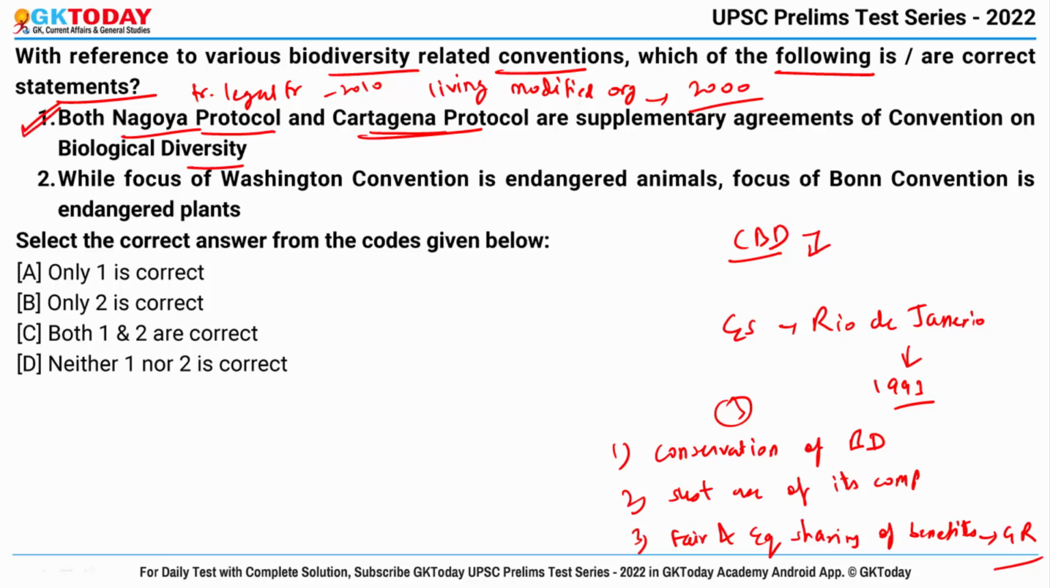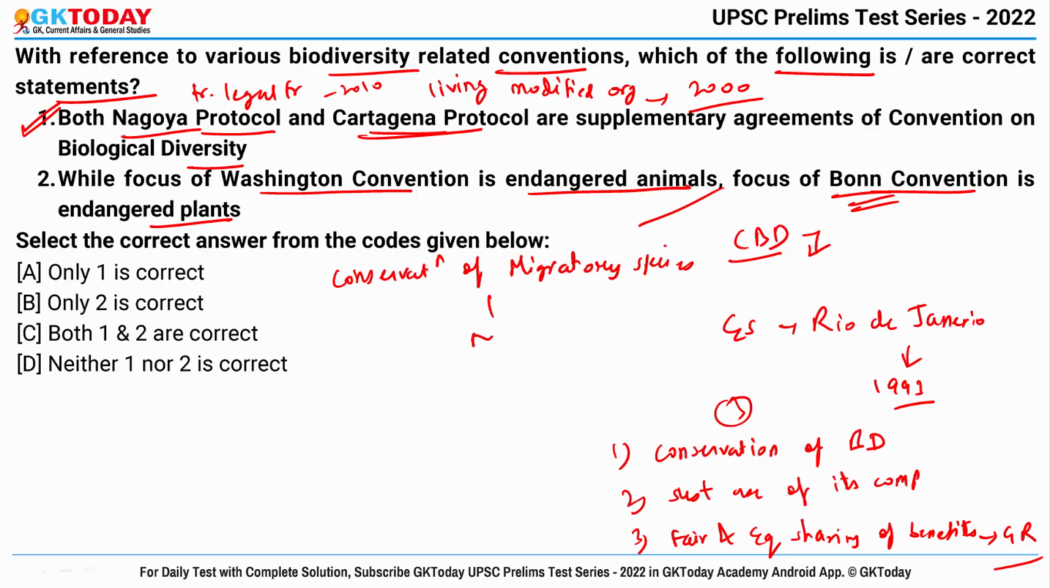So this is right. And the second statement says, while the focus of the Washington Convention is endangered animals, the focus of the Bonn Convention is endangered plants. Talking about the Bonn Convention, or you can say the Convention on Conservation of Migratory Species, it is an international agreement under the United Nations Environment Programme, and it seeks to conserve migratory species, terrestrial, aquatic and avian. So this is not related to endangered plants, rather it is related to migratory species.